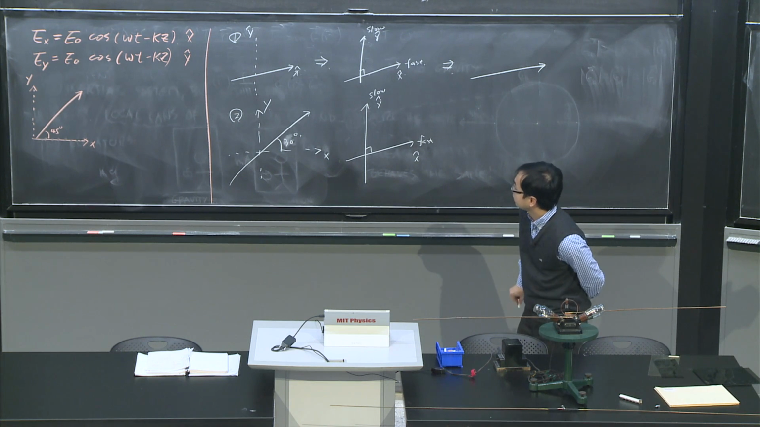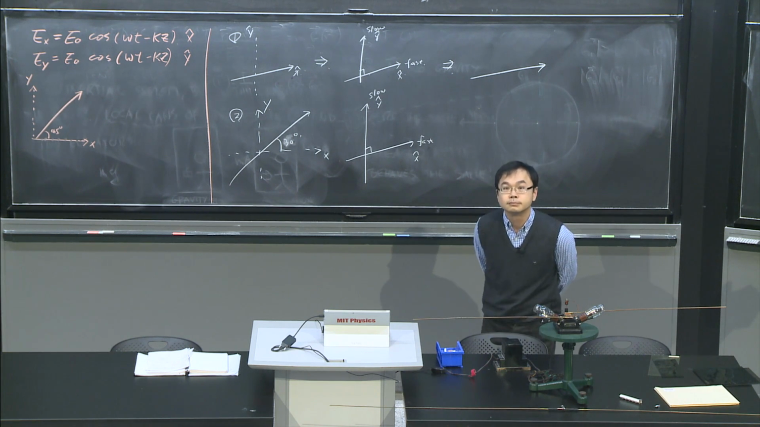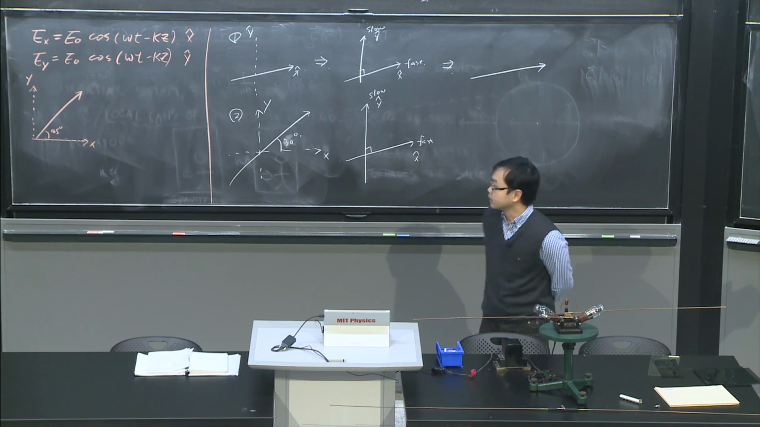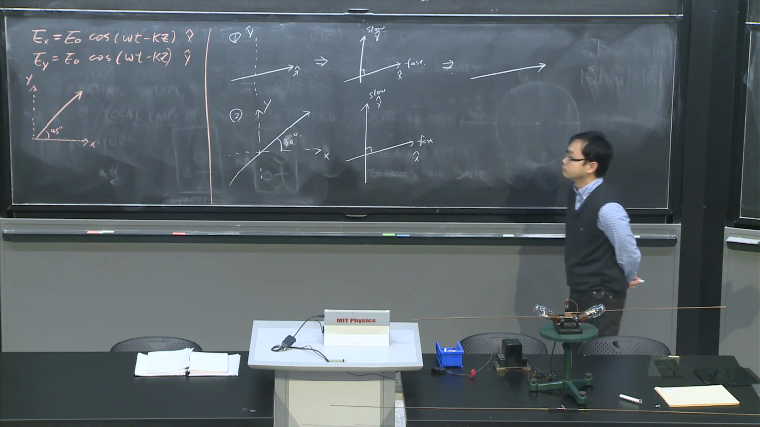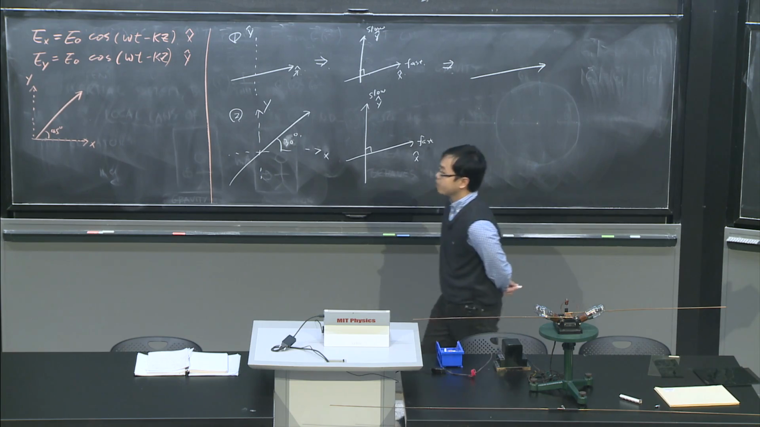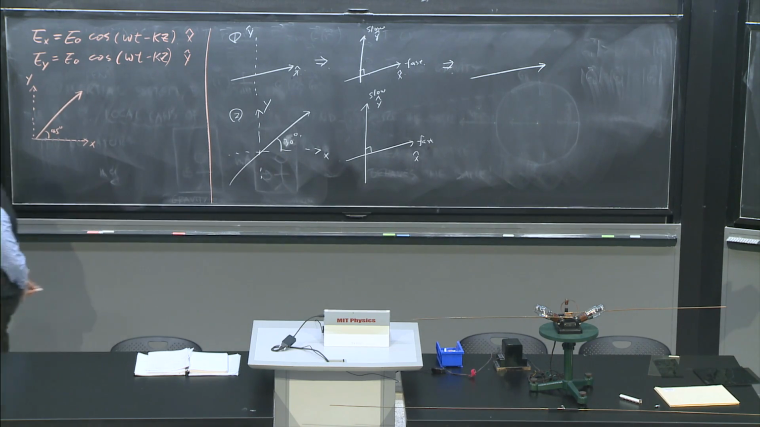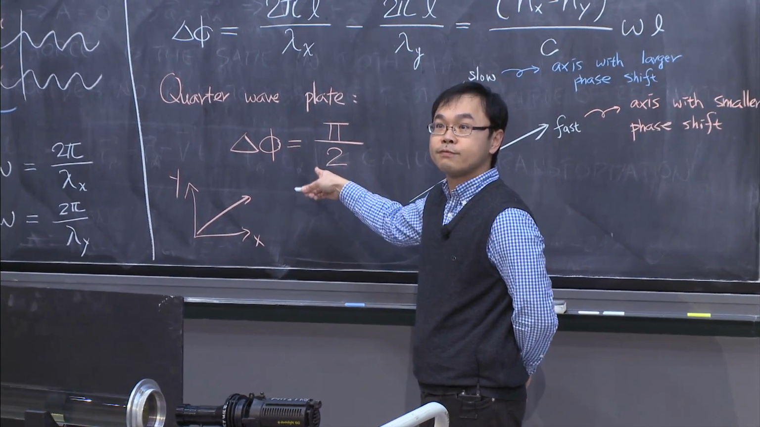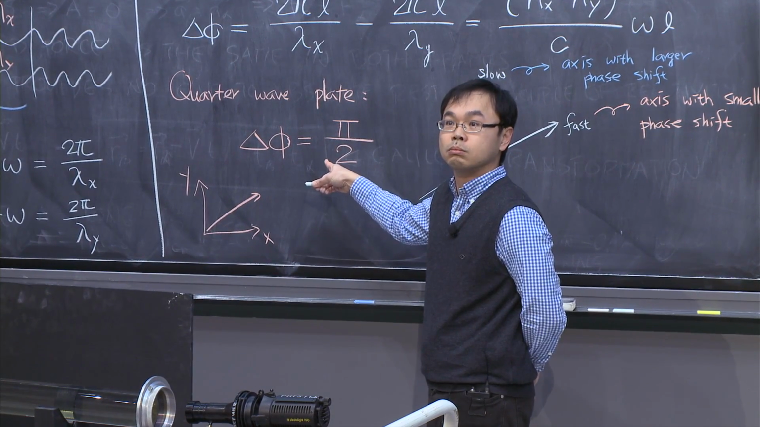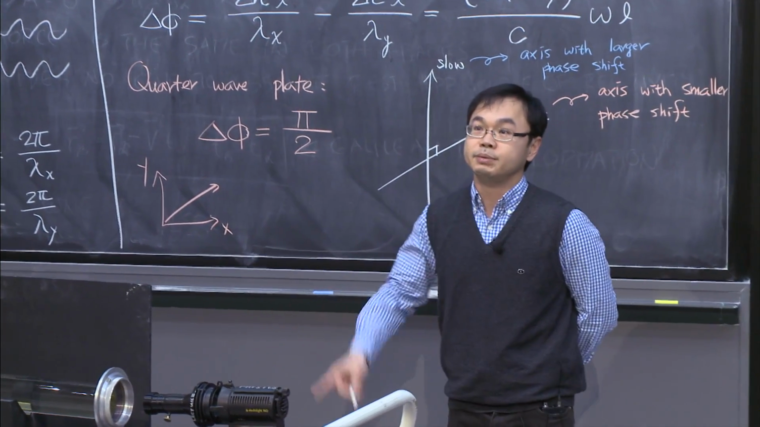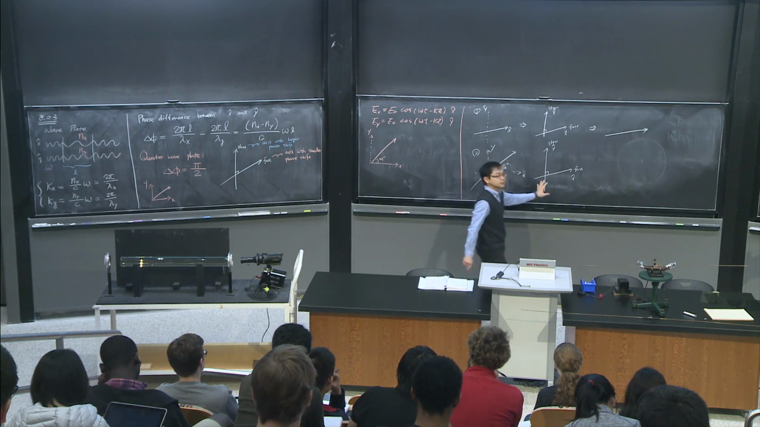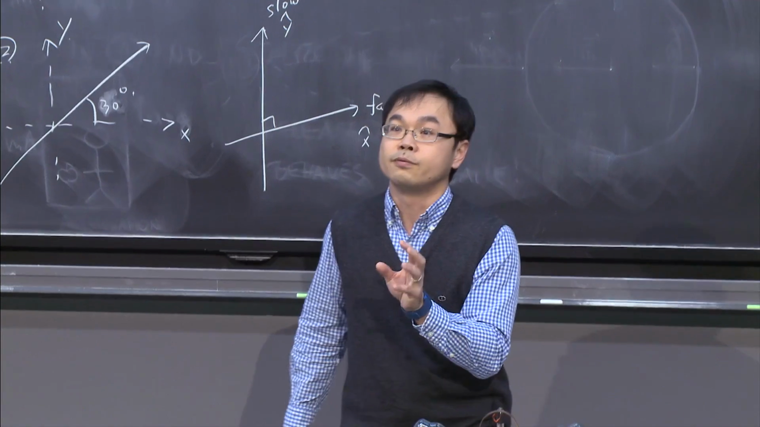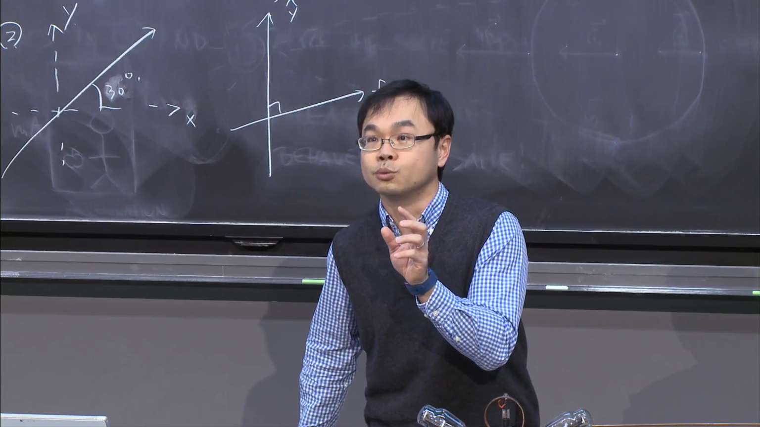Oh. Let's say it's much slower than the fast axis. Yeah, that's right. You are absolutely right. So it depends on the delta phi, right? If the delta phi is not pi over 2, then it can be elliptically polarized, right? And in this setup, I say that this is actually a quarter wave plate. Therefore, the delay is always delta phi equal to pi over 2.